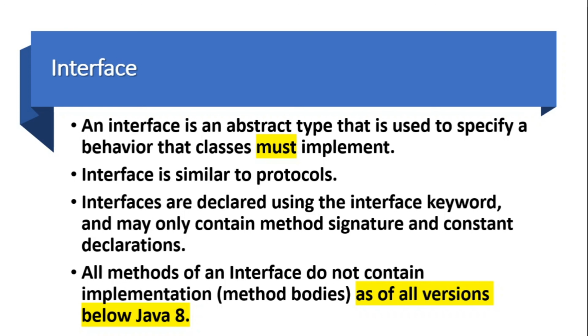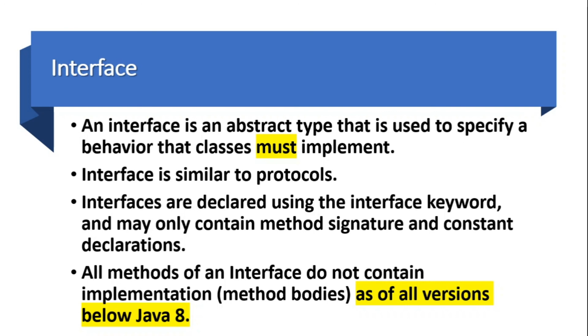An interface is similar to protocols. We said that. And here we go, we're going to start talking about the syntax. Interfaces are declared using the keyword interface, and, look at the word may, may only contain method signatures and constant declarations. Now, up until version 7 of Java, interfaces are declared using the interface keyword and only contain method signatures and constant declarations.